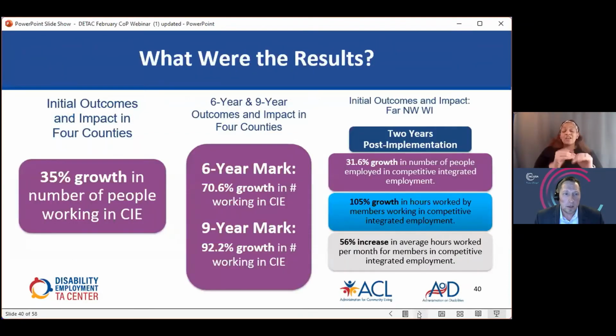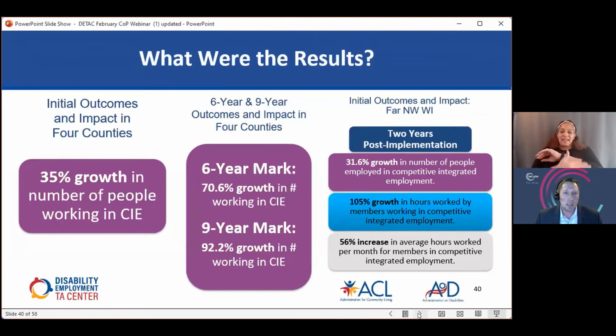So what did we experience? What was the impact? As I said, we first developed this model starting in mid-year 2010. It took us to about 2012 to actually develop it and allow providers to experience it before we made the full switch in those 4 counties in North Central Wisconsin.